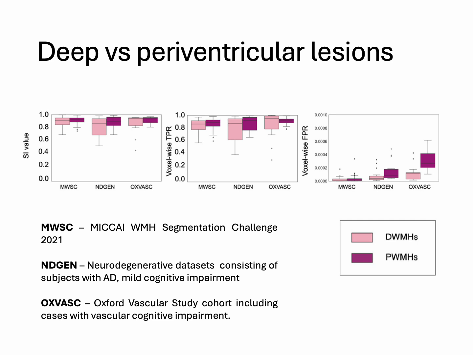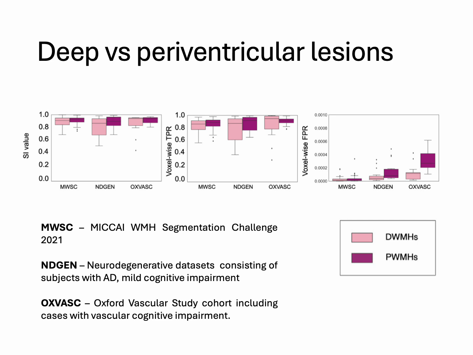So now moving on, we wanted to measure the performance in both deep and periventricular lesions, and as the results show here, we obtained comparable performance for deep and periventricular lesions in 3 datasets. First, the MICCAI challenge dataset from the MICCAI conference in 2021, a multi-centric dataset consisting of patients from 3 different centers, and hence the scanner characteristics also vary. TrUE-Net gave good performance in both deep and periventricular lesions in this dataset.